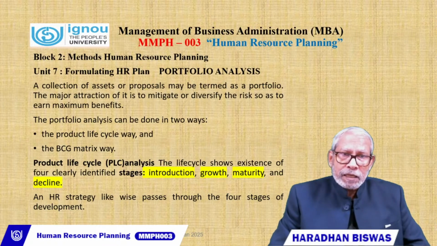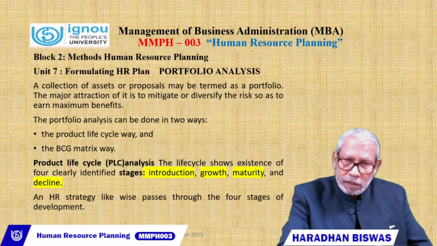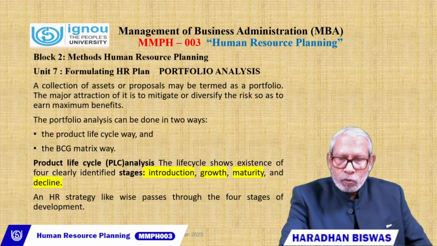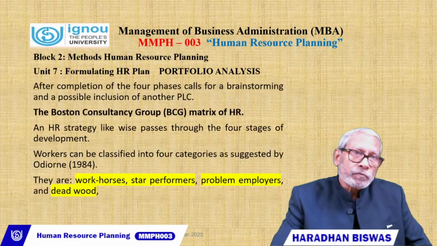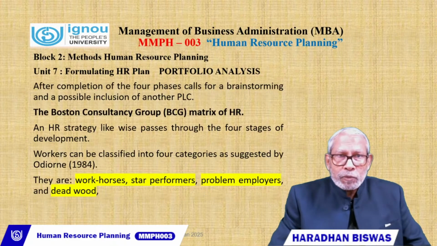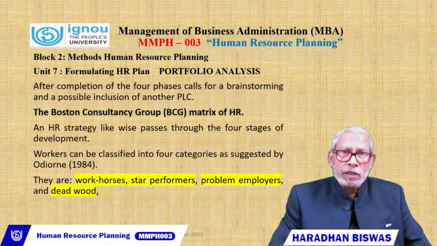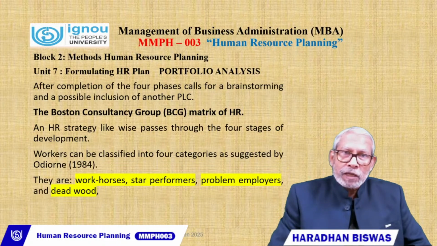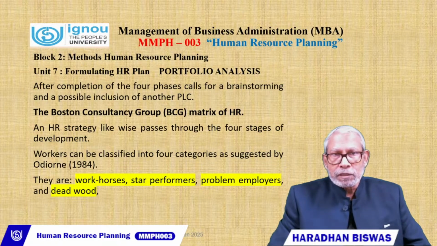The HR strategy likewise passes through the 4 stages. Now, see that there are different stages for development purposes: induction, or as I said, introduction, growth, maturity, and decline. Now, after completing the 4 phases, there is brainstorming and a possible inclusion of other peers. Suppose when you have passed through these, then you have to go for another process. This is PLC.